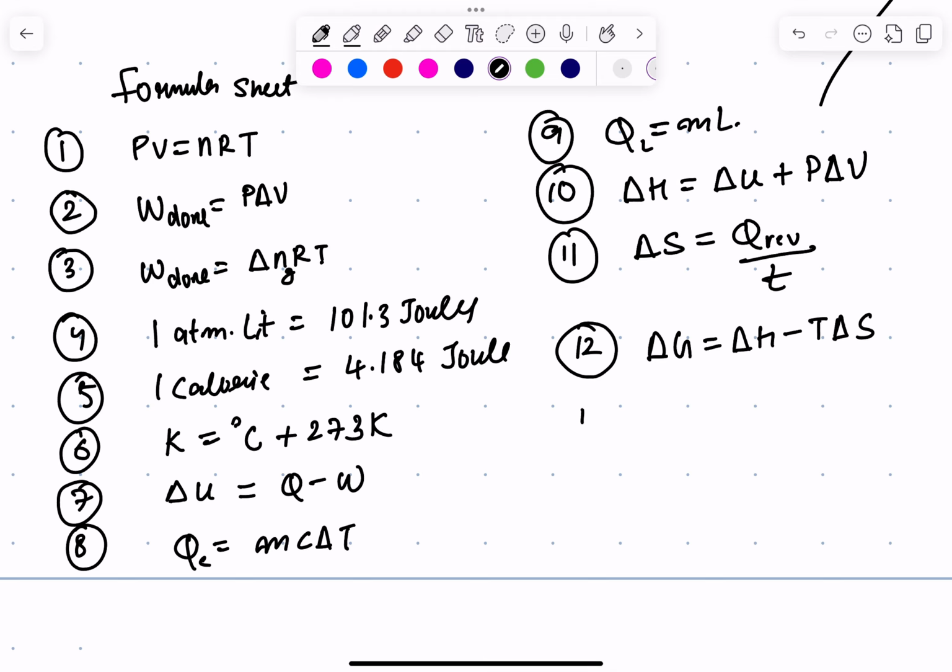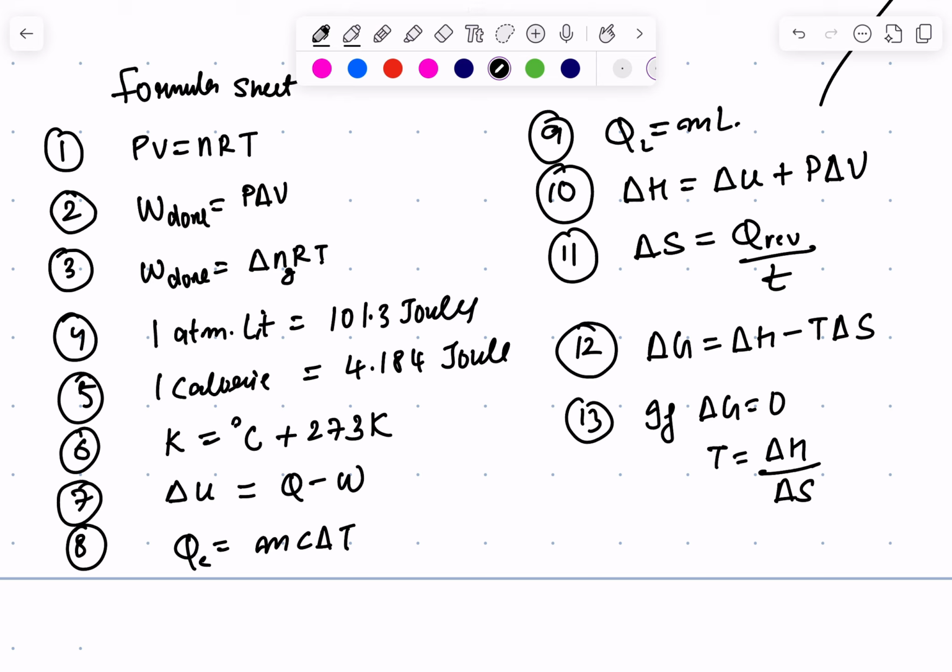And the last condition: if Gibbs energy is zero, it is equilibrium. What is T equal to? T is equal to delta H by delta S. Any other formula which you think is important, which we should take into consideration?